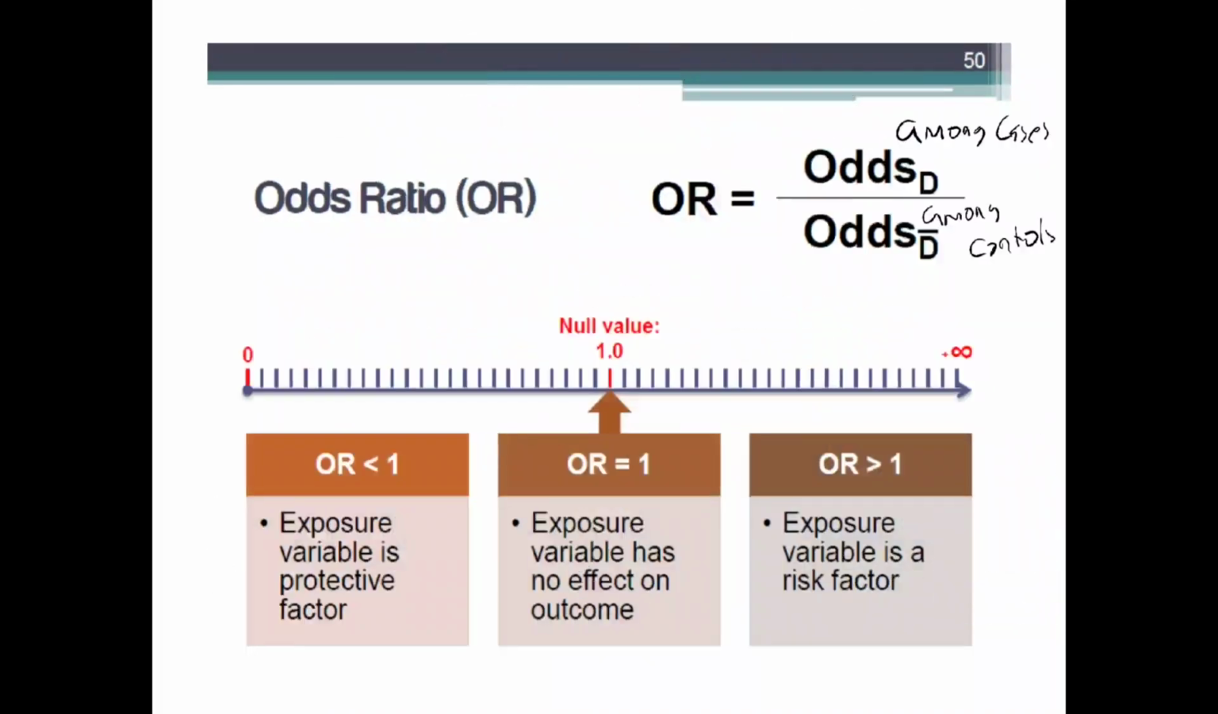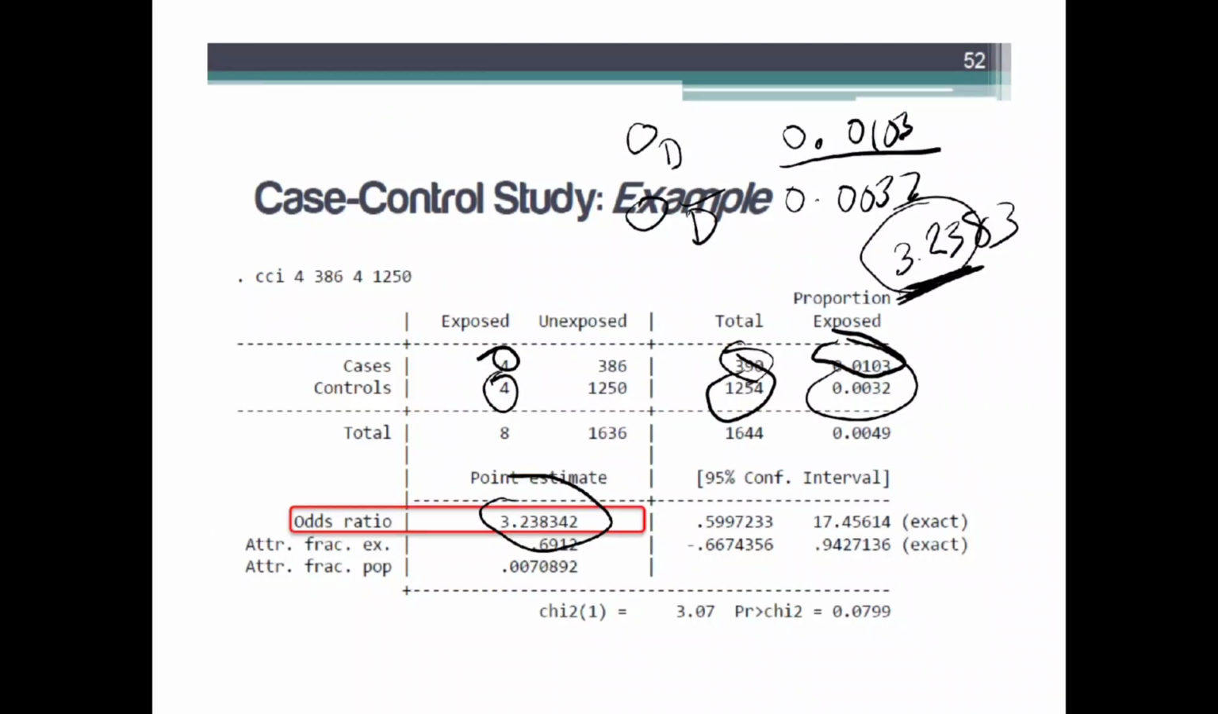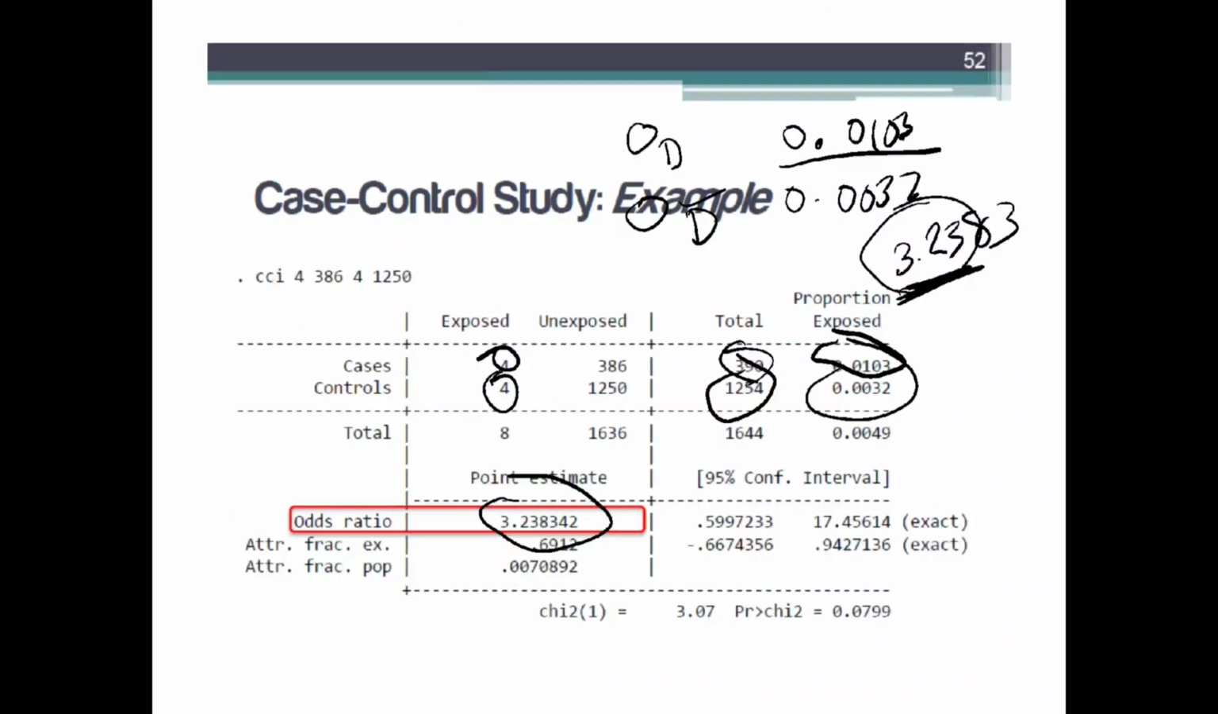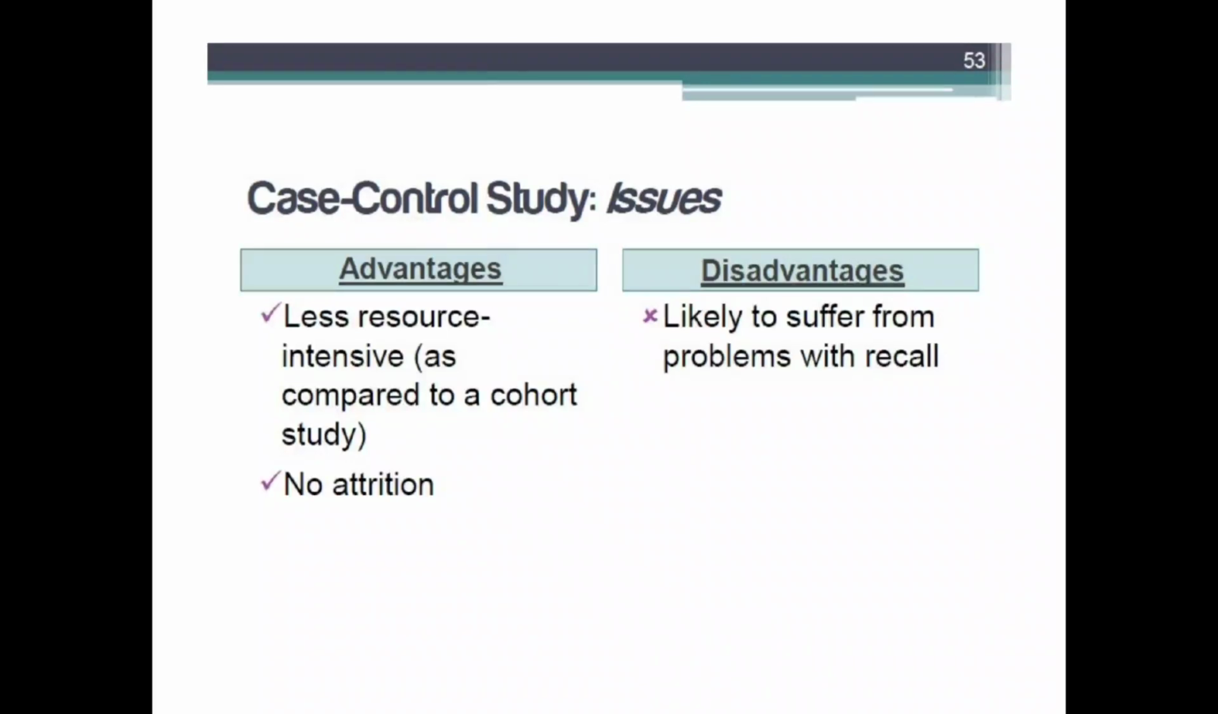Okay? So, we go back. If it is greater than 1, it is a risk factor. And napakalaki niya kasi 3 na yung value na. Ibig sabihin, itong gamot na to is a risk factor for development of congenital heart defects ng mga anak nila. Okay, so kung risk factor yan, kailangan i-avoid yan ng mga pregnant women. Okay, so these are the advantages and disadvantages ng case control. Okay, pakibasa, baka lumabas sa exam.